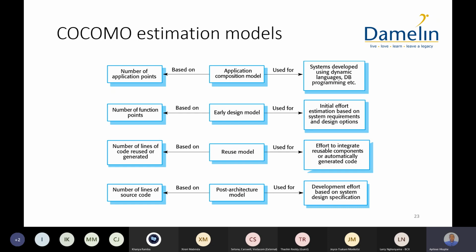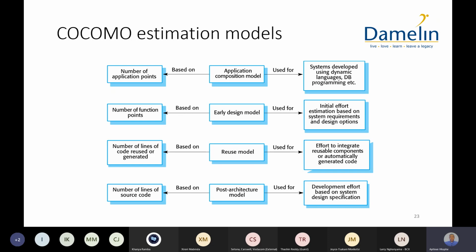Then we have number of function points. And here we estimate the price of software based on the number of functional requirements or features. So we count the number of features, we look at the most high priority features, and we estimate the cost of each one. Okay, looking at the features, functional requirements, same thing. So number of function points.